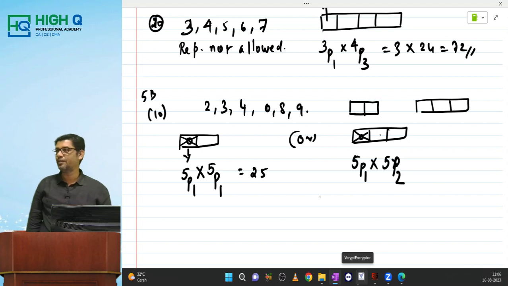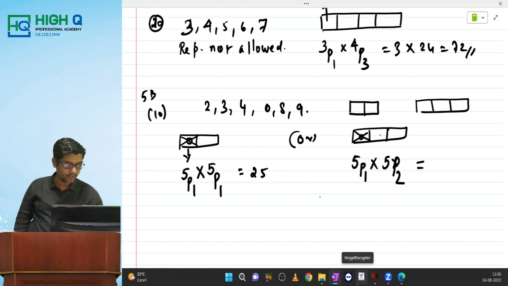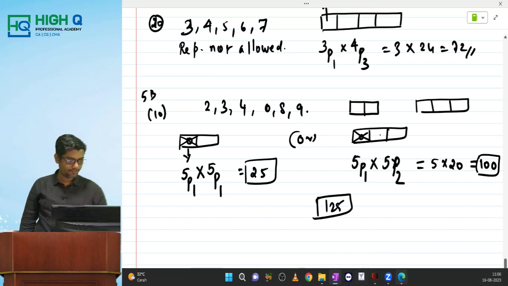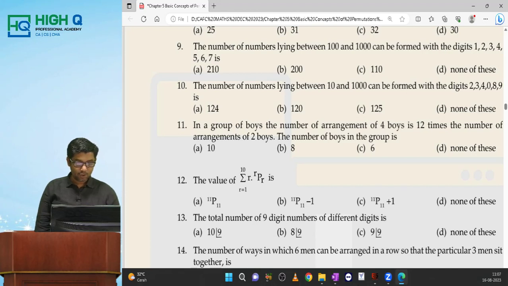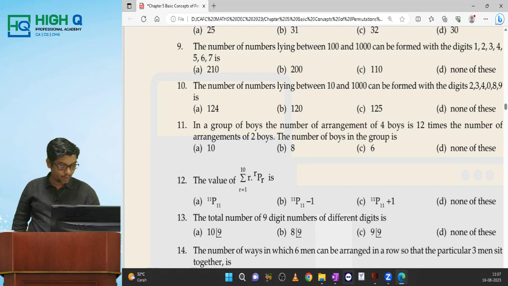I wrote it as 5 into 4, I was about to write. So 5 into 20. What is it, my dear? 100. So what is the answer? Answer over. Is that correct, my dear? What is the answer here? 125. That's it. If repetition is allowed, what would be the answer?